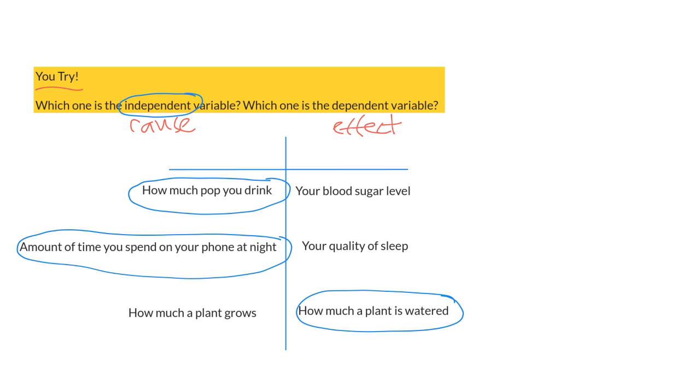The circled variables are the independent variables. How much pop you drink has a direct effect on your blood sugar level. The amount of time you spend on your phone at night has an effect on the quality of your sleep or how well you're sleeping. How much you water a plant has an effect on how much it grows, whether it's too much or not enough.